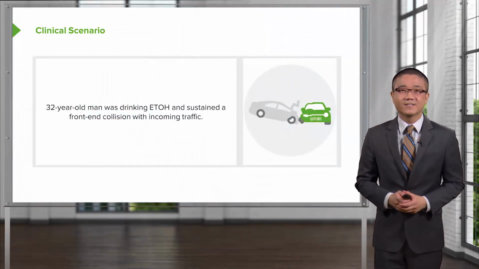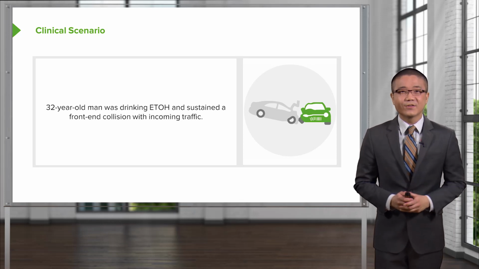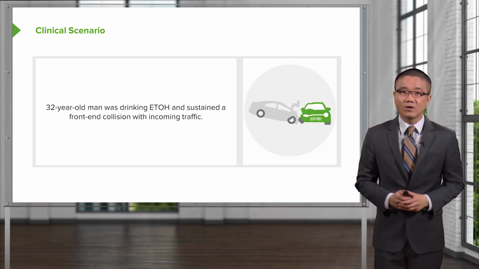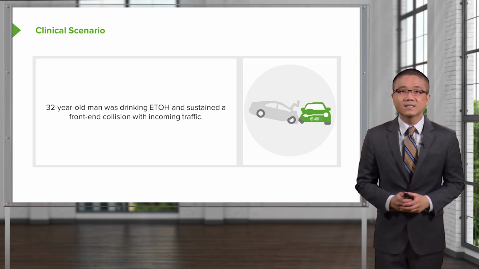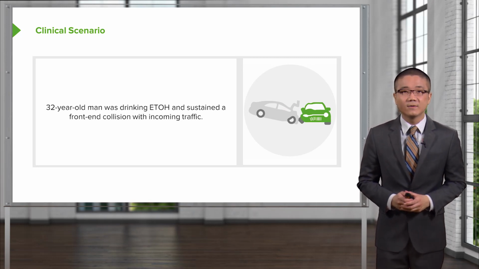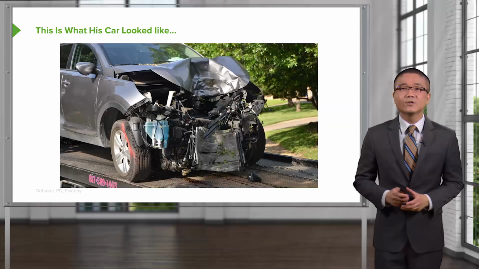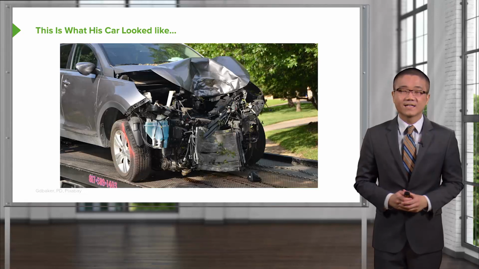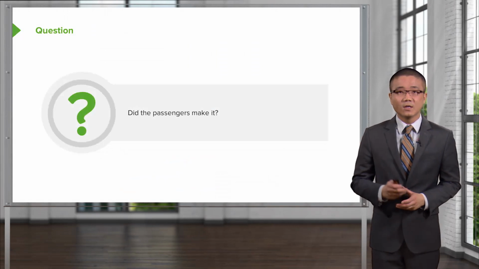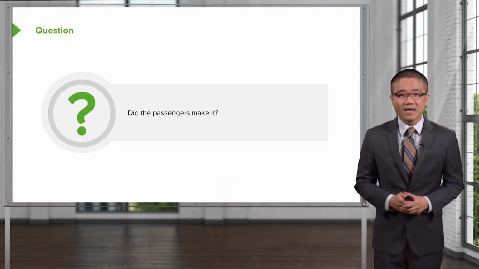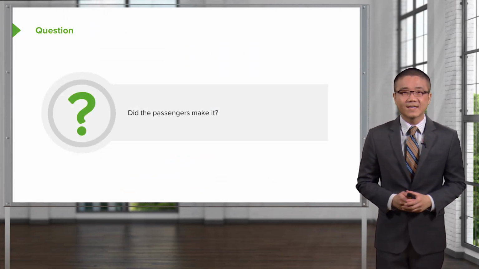Let's start with a clinical scenario. You're presented with a 32-year-old man who is drinking alcohol and sustained a front-end collision with an incoming traffic. Here's what his car looked like after the fact. What's going on in your mind? The question is, did the passenger make it? I'll give you a few seconds to think about this.